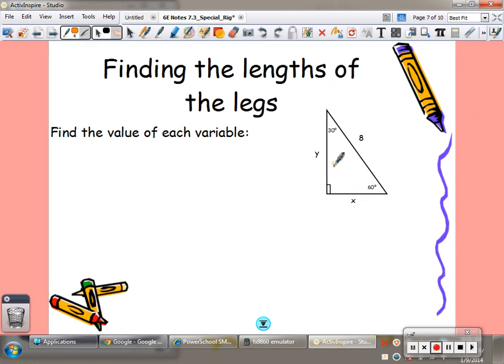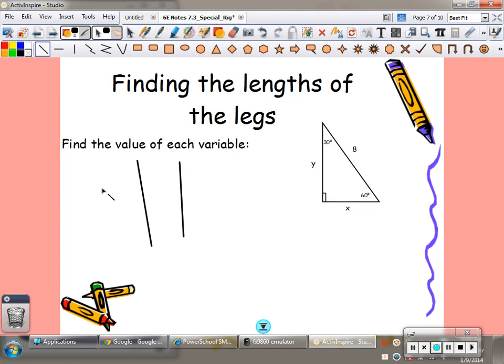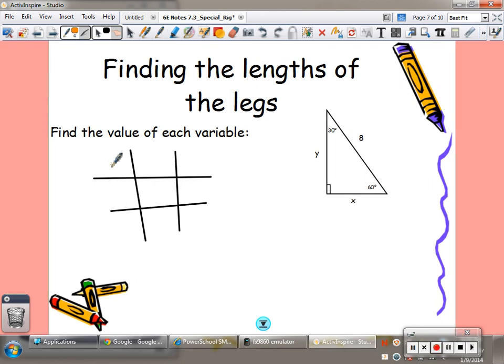So what we're able to do is set up another kind of tic-tac-toe board looking thing. All right, so here's what it looks like. A little bit different because instead of having leg hypotenuse, we're going to have short side. And some people set it up 30, 60, 90. I like setting mine up like this, SHL. So you have the short side, which is 1, the hypotenuse, which is 2, and the long leg, which is the square root of 3. The reason I set it up like that is because 1, 2, 3 is just easier for me to remember.